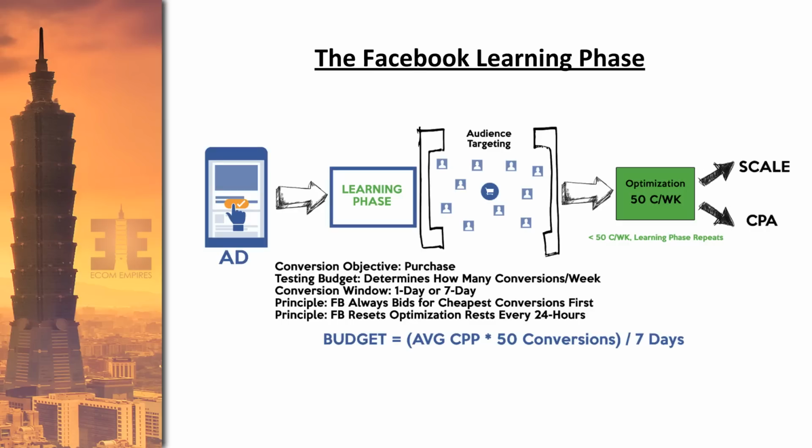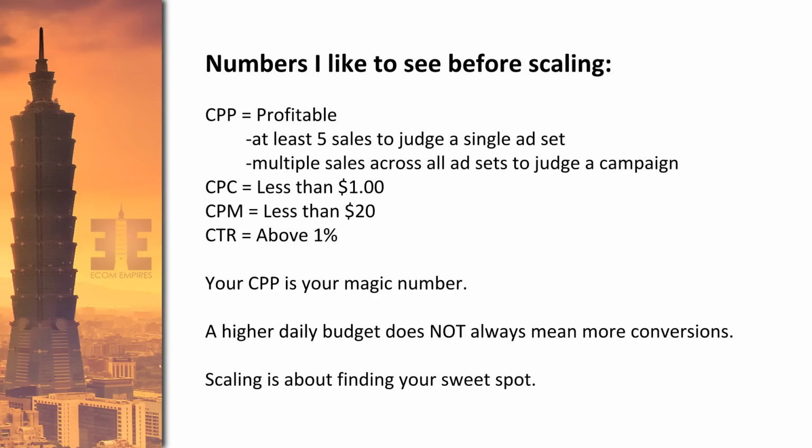to get my 50 conversions. So you then can take that and divide by 7 to figure out what your daily budget would need to be, which would be right around $70 to $75, somewhere in there, right? So then you could set your daily budget at $75 on that ad set, and then hopefully you would be hitting your 50 conversions a week to be optimized and start scaling. That's the idea of the Facebook learning phase.